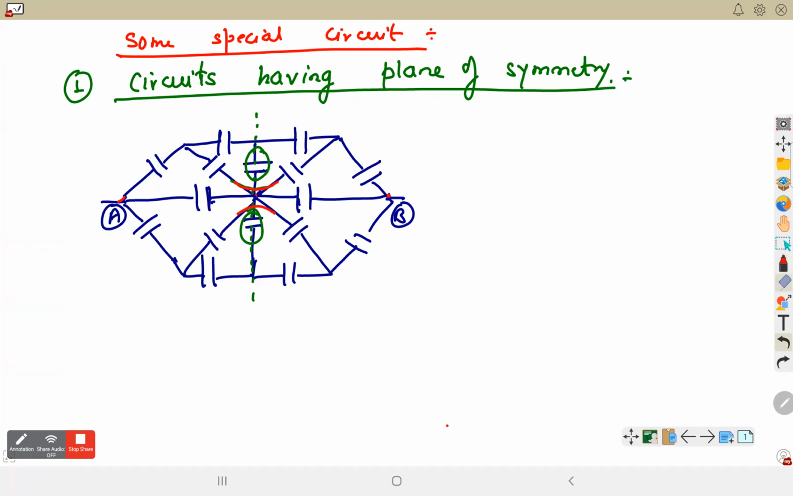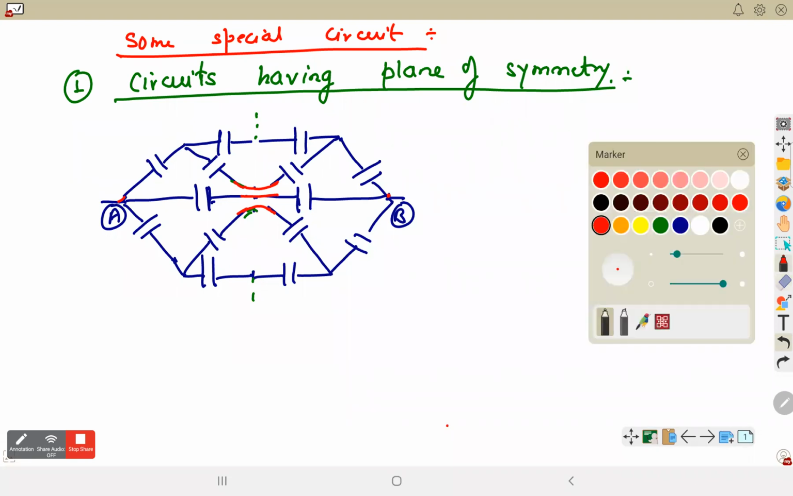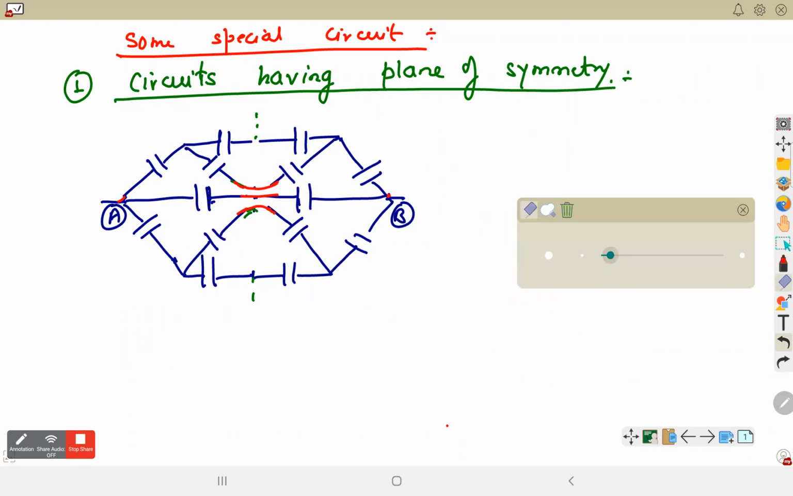So we did such a case. This is the combination of the two examples that we did. So we can open here, we can open here, and then these will be the circuit connections. These vertical capacitors will be removed because they lie on the plane of symmetry. If any capacitor lies on the plane of symmetry, that is removed. If any junction lies on the plane of symmetry, that can be opened and shifted along the plane. This was the concept. Find the capacitance.